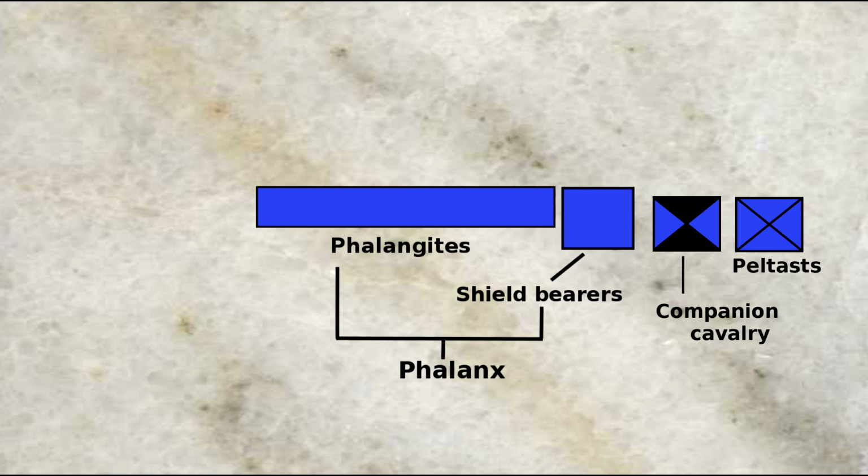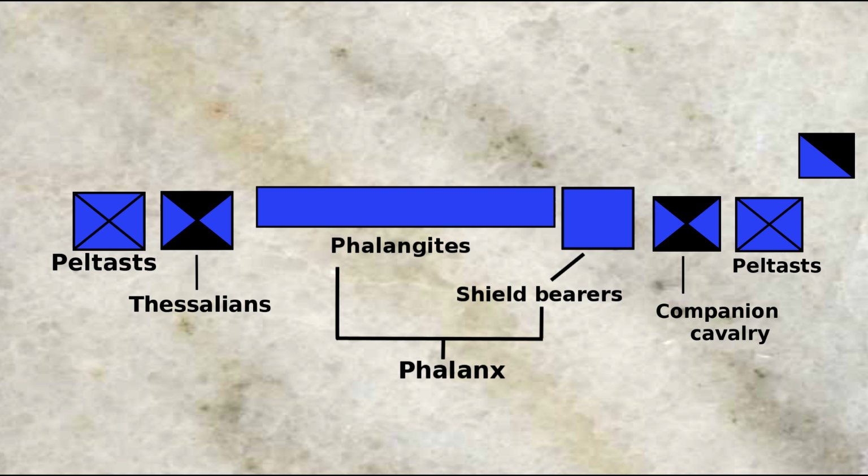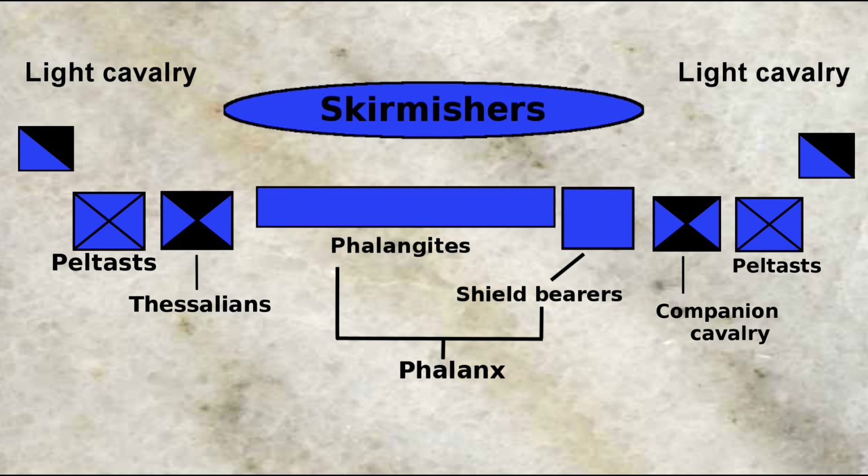Overseeing and protecting the right flank of the whole army, we have light cavalry in the form of the Prodromi and Paeonian cavalry. In the left wing of the army we find the other heavy cavalry, the Thessalians, and on their left side the Thracian peltasts. To guard the left flank of the army, Thracian light cavalry were deployed. In front of the phalanx were the skirmishers in the form of the Psylloi and Cretan archers. And behind the army we find the reserve.